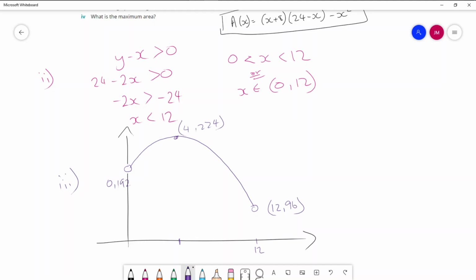So that is your maximum area. Therefore, the maximum area is 224 and occurs at x equals 4.